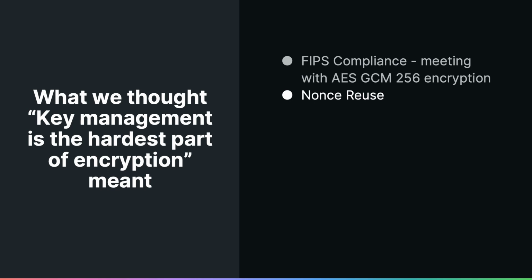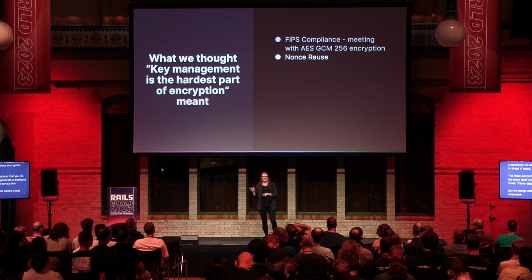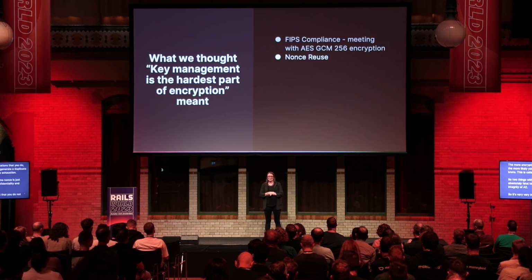We were worried about nonce reuse. Nonce in cryptography means number used once, right? We were concerned about nonce reuse because of the sheer number of encryptions we do every single year at GitHub. And we had this information because we had a previous column encryption strategy in place. The more encryption operations that you do, the more likely you are to generate a duplicate nonce. This is called nonce exhaustion. So encrypting two things with the same nonce is just absolutely fatal to the confidentiality and integrity of AES. So it's very, very important that you do not generate a duplicate nonce and then use it to encrypt two values.